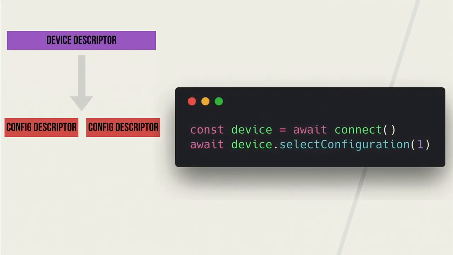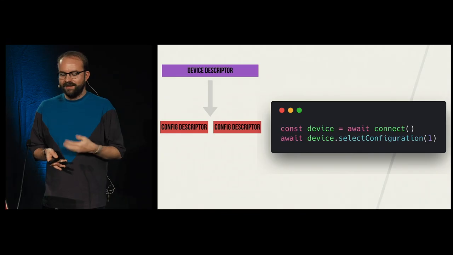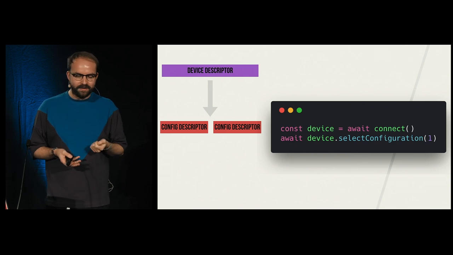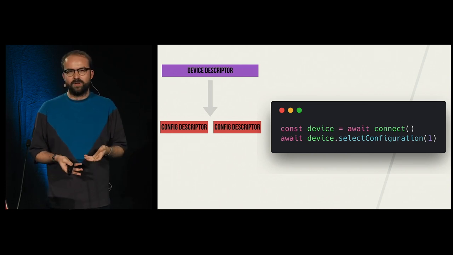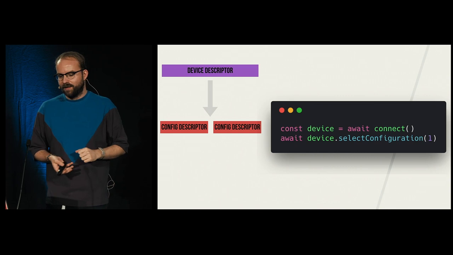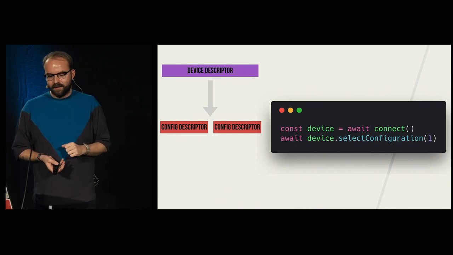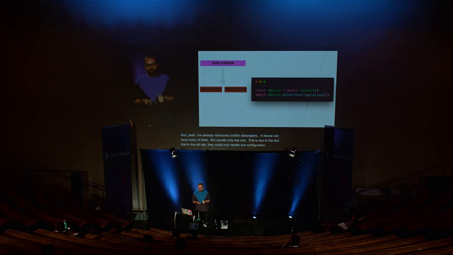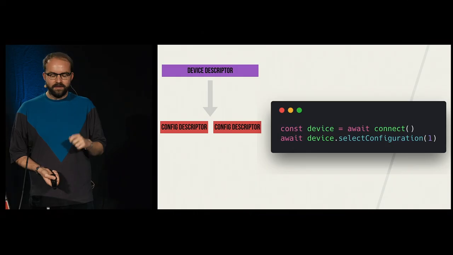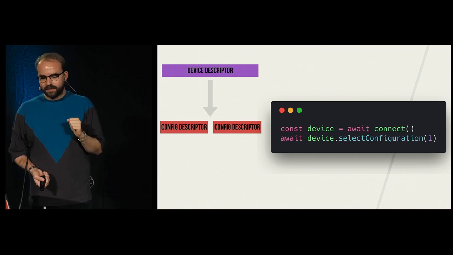And yeah, I've already mentioned config descriptors. So theoretically, a device can have many of them, but usually only has one. And this is due to the fact that, in the early days, the standard Windows USB driver could only handle one configuration descriptor. And configuration descriptors are there to measure the amount of power needed for the device. It will also determine subsequent descriptors for interfaces. And one thing that's very important is only one configuration can be used at a time.